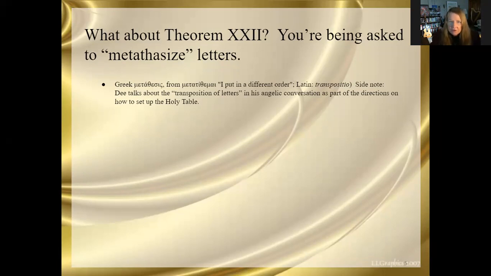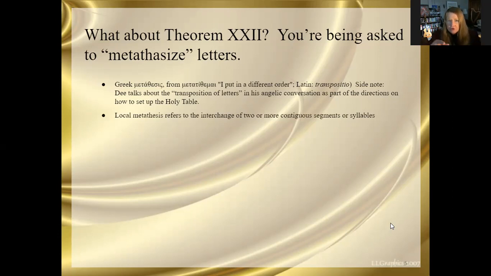Just as a side note, for those of you who are interested in Dee and Kelley's later Enochian work, there's a whole bit about the transposition of letters that the angels are talking to Dee about in the lettering of the perimeter of the Holy Table. So this kind of thing is a lifelong interest of his. But local metathesis of parts simply means you interchange two or more contiguous segments or syllables or parts.